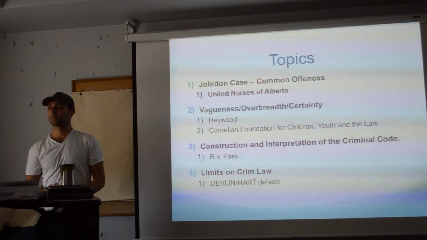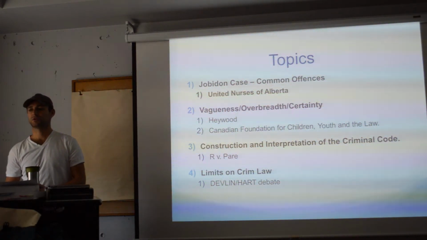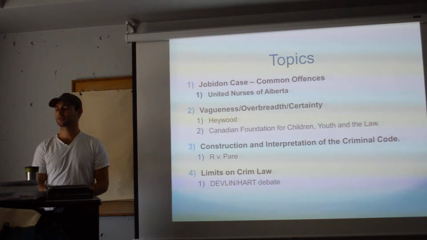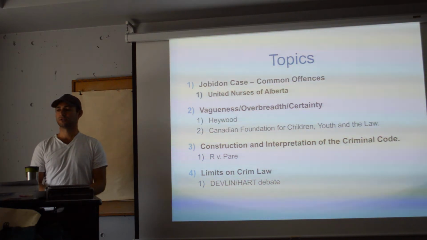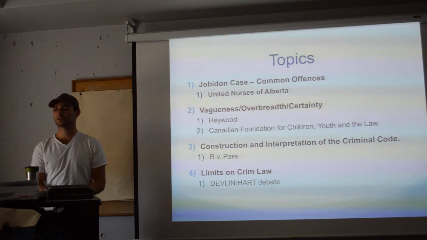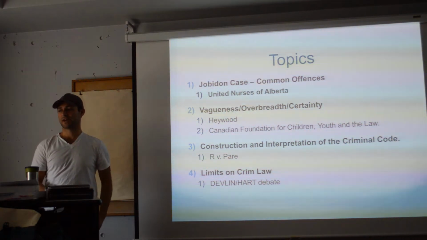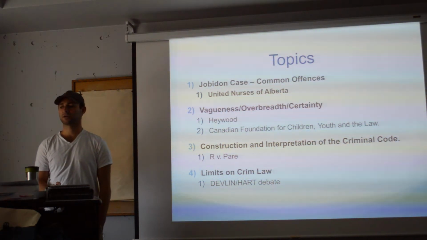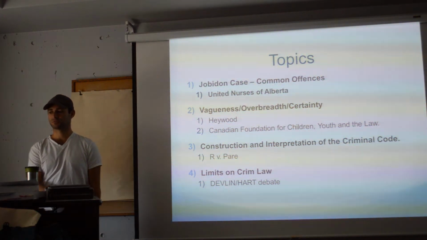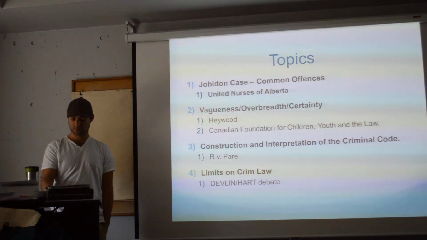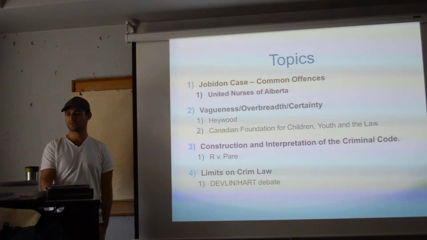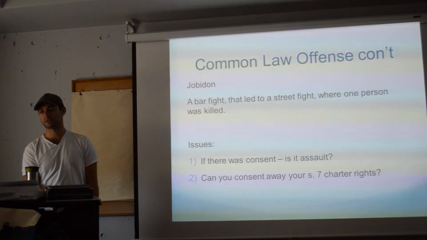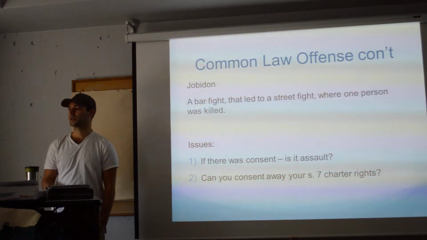All right, Criminal Week 3. Topics today. We're going to continue common law offenses, looking at the Jobidon case and the United Nurses of Alberta. We're going to continue with vagueness, overbreadth, and certainty, looking at the Heywood case and the Canadian Foundation for Children, Youth and the Law case. And we're going to move on to the construction and interpretation of the Criminal Code, looking at R. v. Paré, or the Queen versus Paré, and the limits of criminal law, looking at the Dudley and Stephens debate. So common law offenses continued.